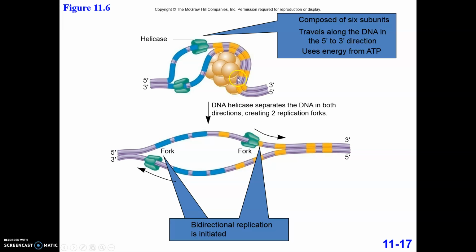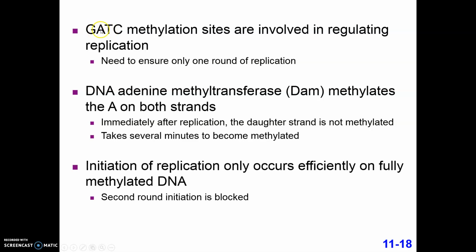Now, we've discussed what the DNA A boxes do. We discussed what the AT-rich region does. We did not discuss what the GATC methylation sites do. Well, these are involved in regulating replication because we don't want to start one round of replication and immediately start another round. We want it to start and progress on and go through all the fact checking that needs to get done, all the proofreading.